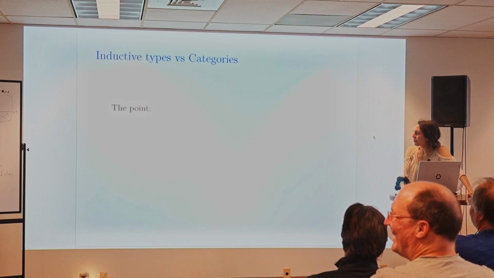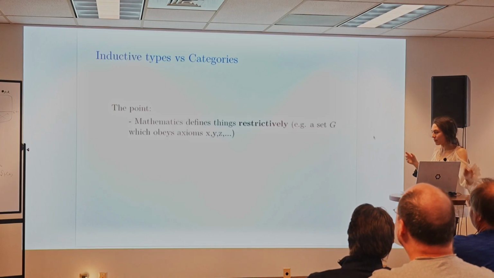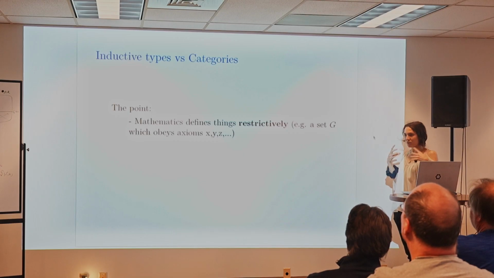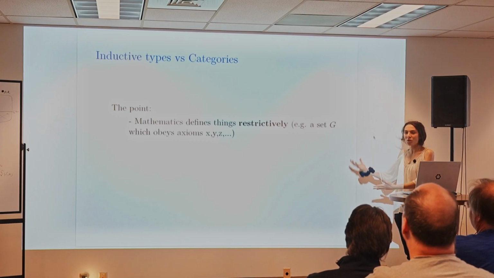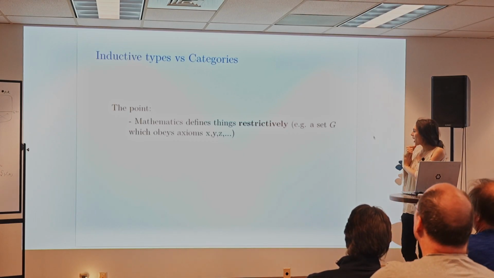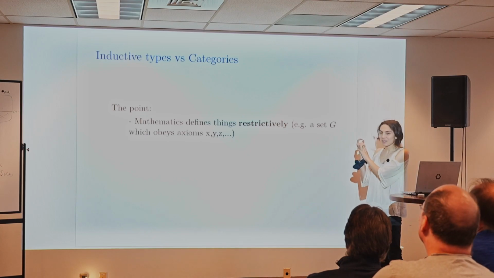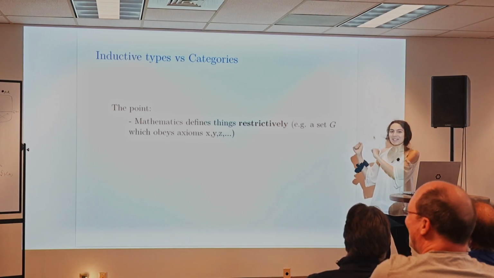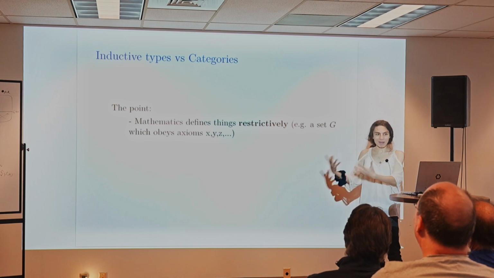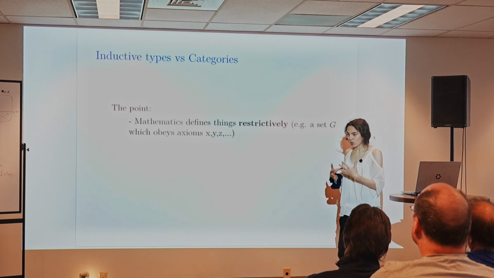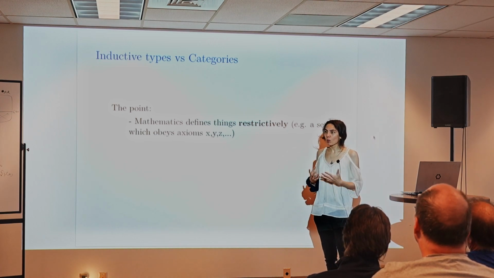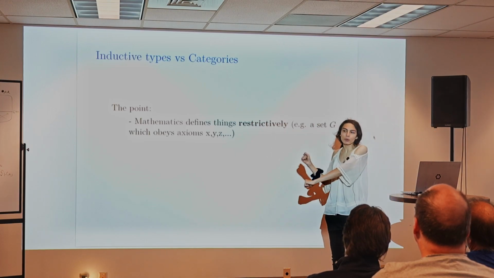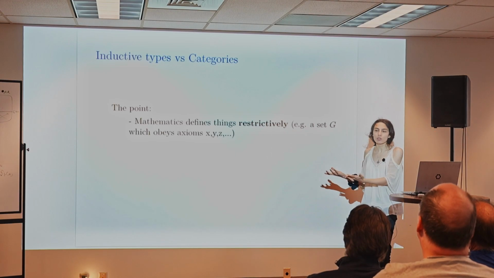Okay, all right, the point of all of this. Mathematics, I'm going to say, defines things restrictively, and this is just sort of a polemical statement. If you want to disagree with me, you can do that afterwards. But what that means is that when I say I have a mathematical object, I've in some sense said, imagine all of the mathematical objects there could be, and I'm only going to work with the ones that obey certain conditions that I like, right?